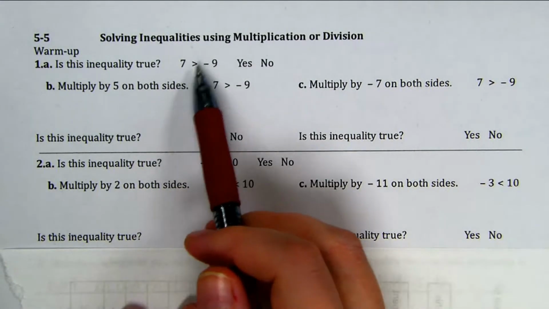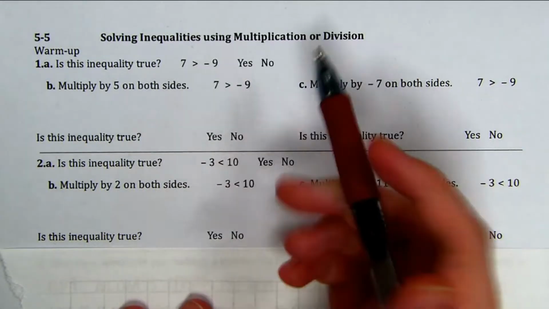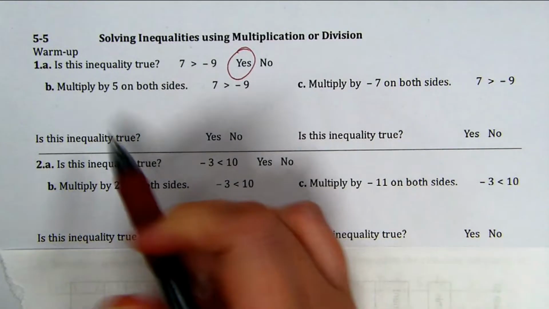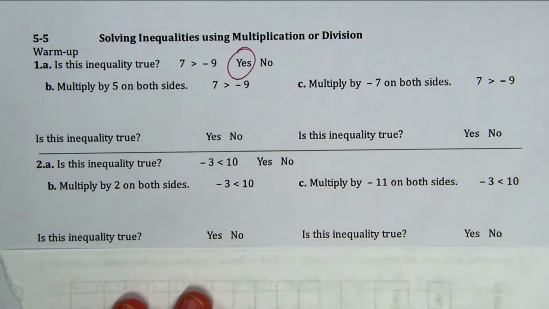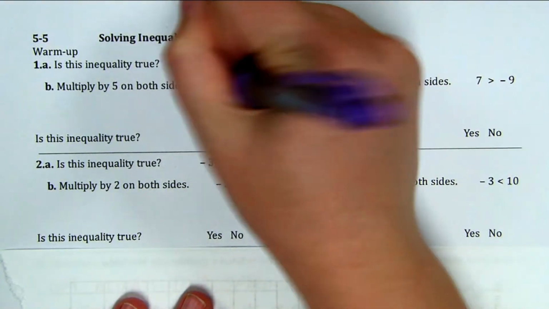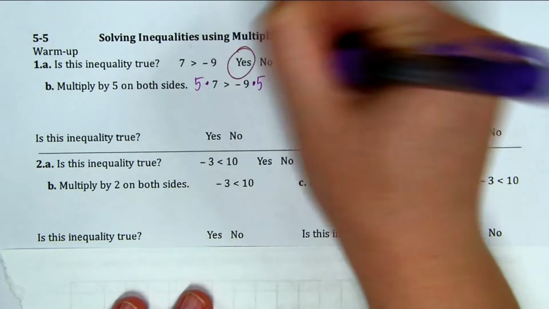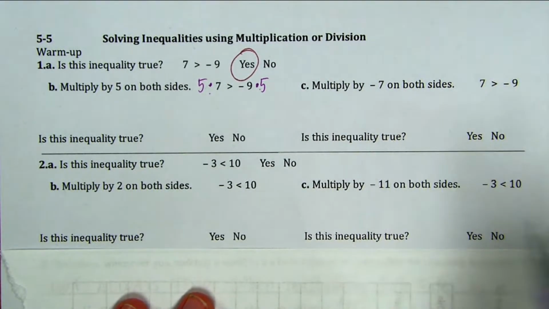So here we have 7 is greater than negative 9. Is it true that 7 is bigger than negative 9? Yeah, that's true. So now we can go ahead and try multiplying both sides by the same number. So let's try multiplying both sides by 5. Remember, we do not want to use x anymore for multiplication. So you can use a dot if you want for multiplication, or you could use parentheses.